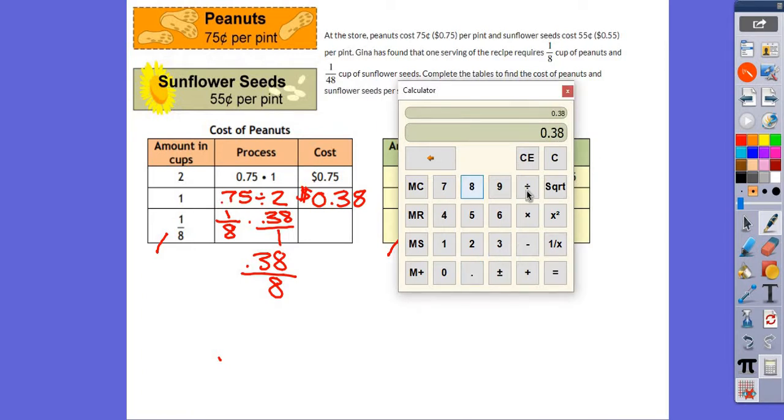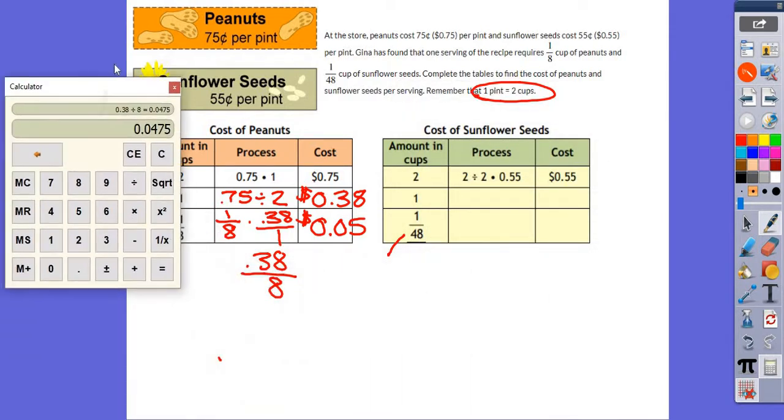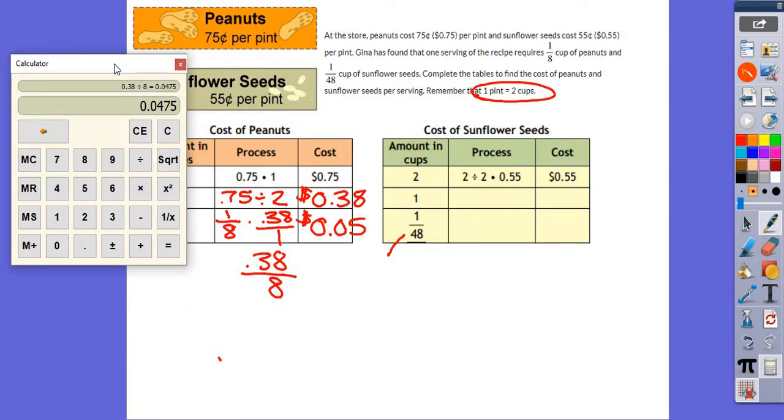So I'm going to do 0.38 divided by 8. And how much money is that? 5 cents. The 7 rounded the 4 up. So how much did it cost to put peanuts in this bag? 5 cents to put peanuts in this bag. And pricey peanuts, they're kind of pricey for one little bag. Okay, now let's see how much it costs to put sunflower seeds in the bag.